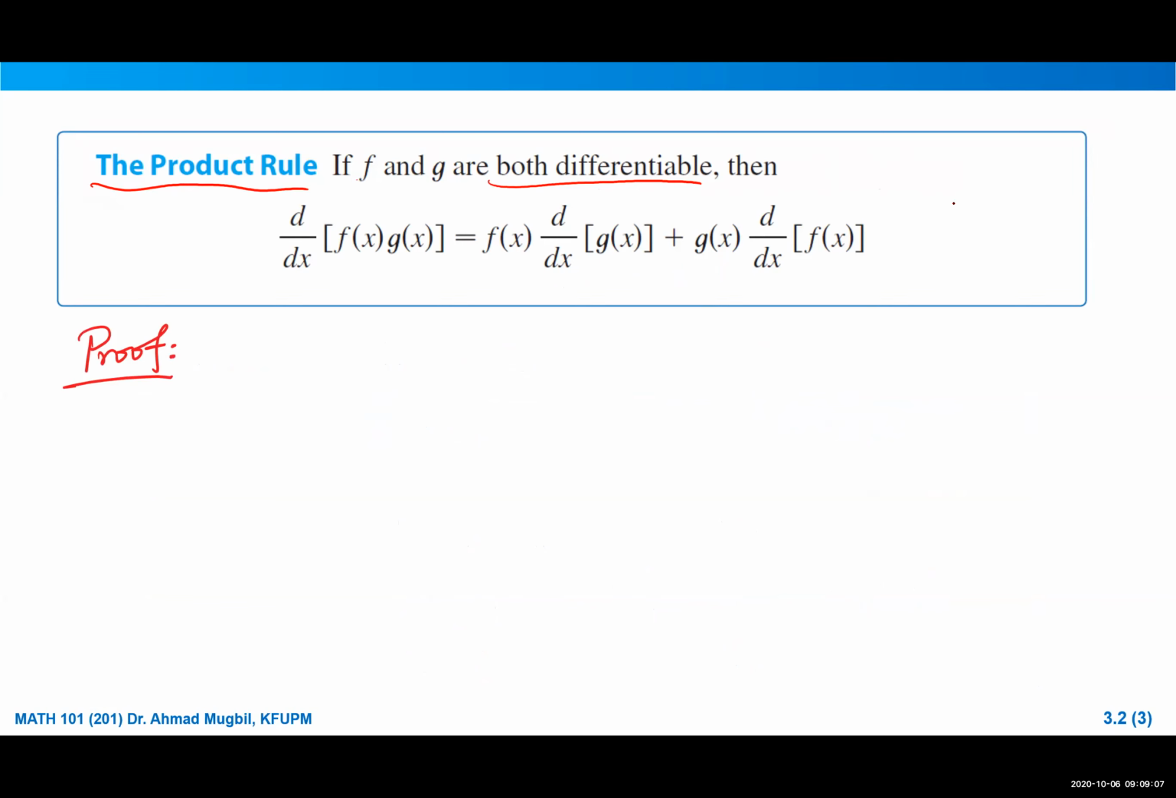Please, Shabab, mute yourselves. Shabab, mute yourselves unless you want to ask or you want to answer.